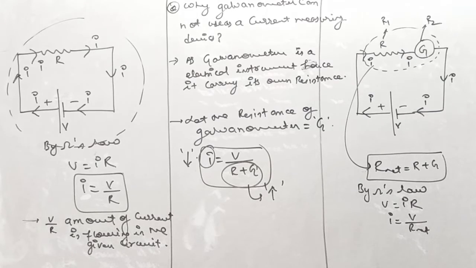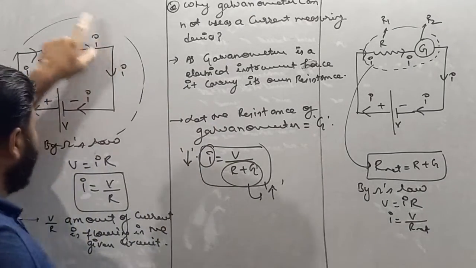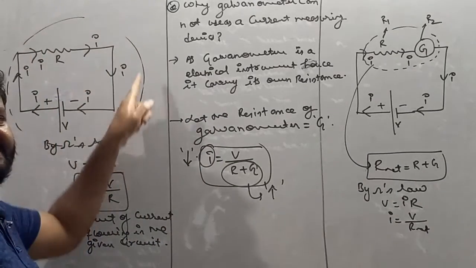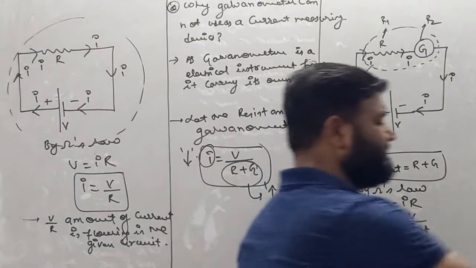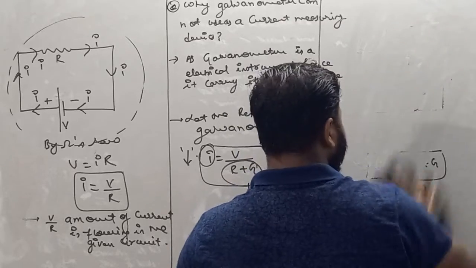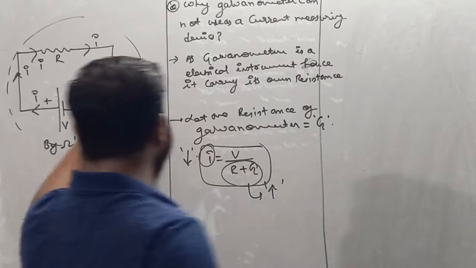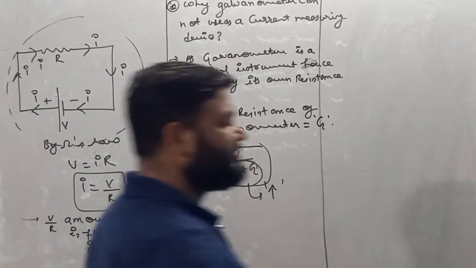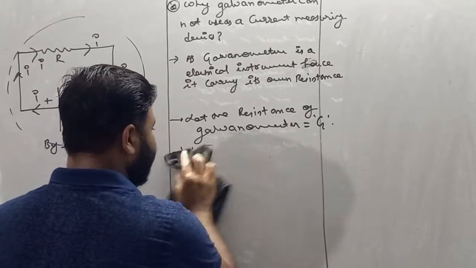So we are discussing the galvanometer. My dear student, the actual condition of the circuit is this, in which current I is flowing and the value of I is equal to V by R. Now we'll connect a galvanometer as a current measuring device in this circuit.